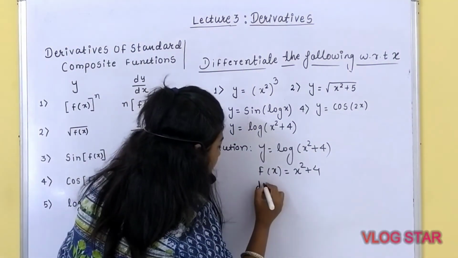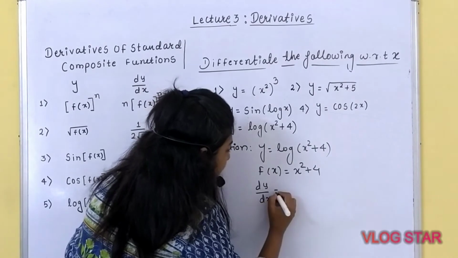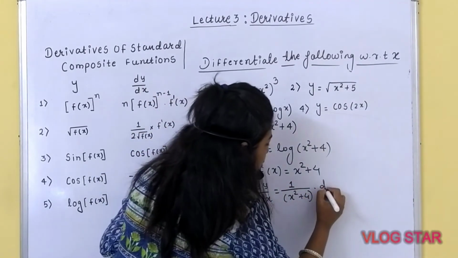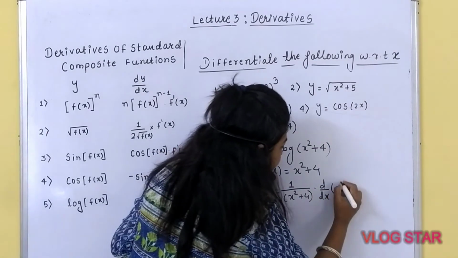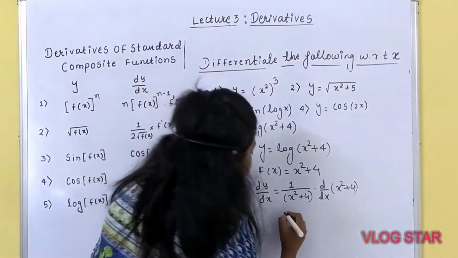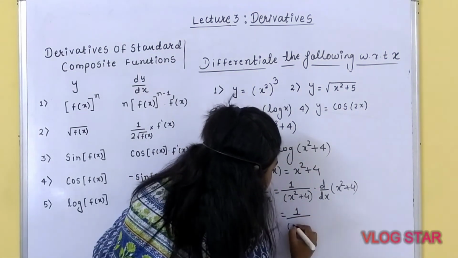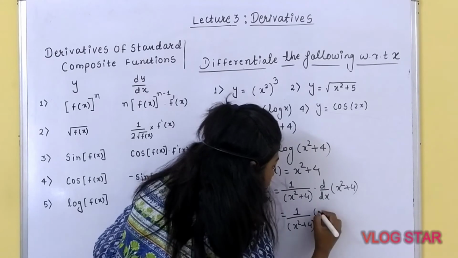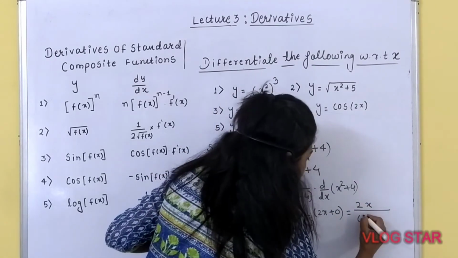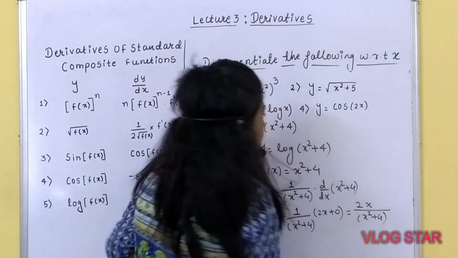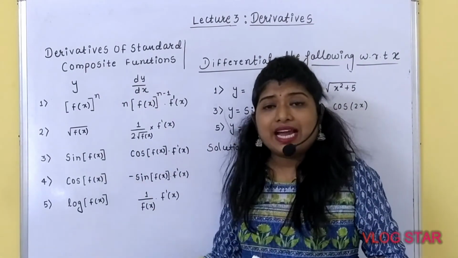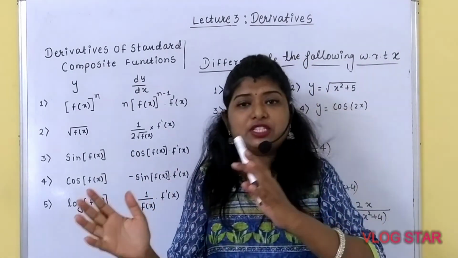As per the formula, dy by dx is equal to 1 upon f of x into the derivative of f of x, where f of x is x square plus 4. So after taking the differentiation, you will get 2x plus 0. So the final answer is 2x upon x square plus 4. I hope you have understood the first 5 standard results related to composite function.